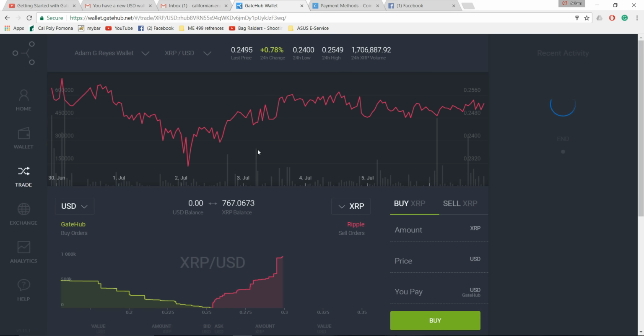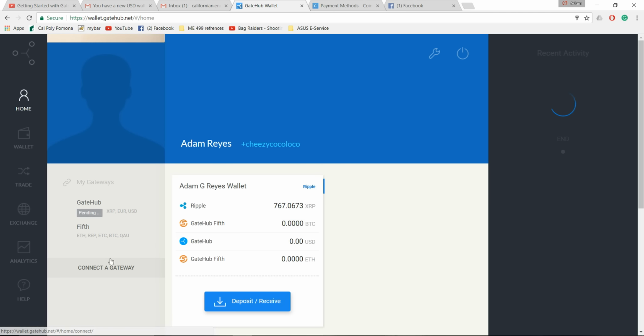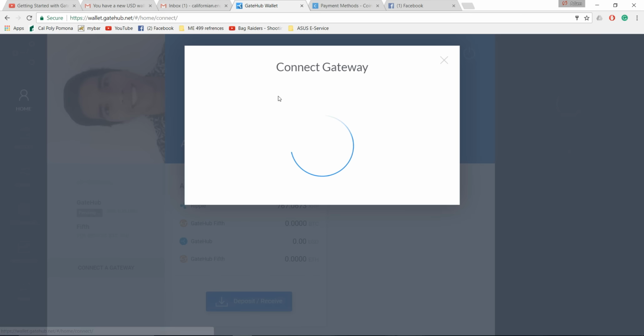So trading: when you click trading here on the left side, it's going to bring up this screen, and this is basically your exchange, your stock market, except instead of actual shares of real companies, it's cryptocurrency like Ripple, Ethereum, Bitcoin, and you can also trade dollars and euros if you'd like. But in order to trade, you have to make sure to connect to the gateway. So you have to go back to your home and connect the gateway and choose which ones in order to trade.